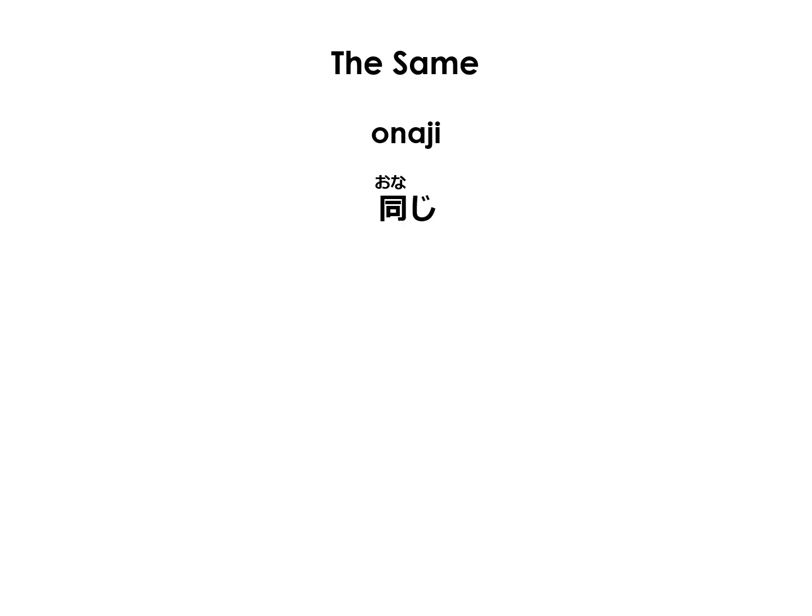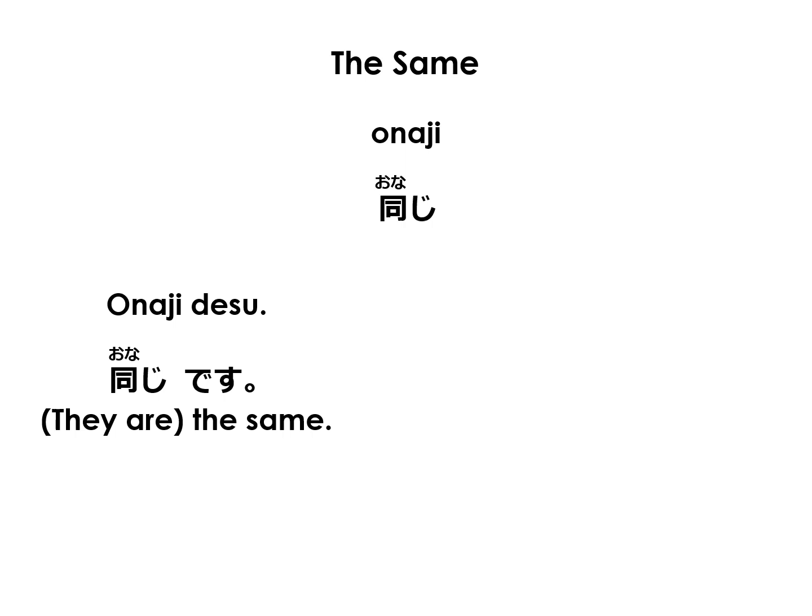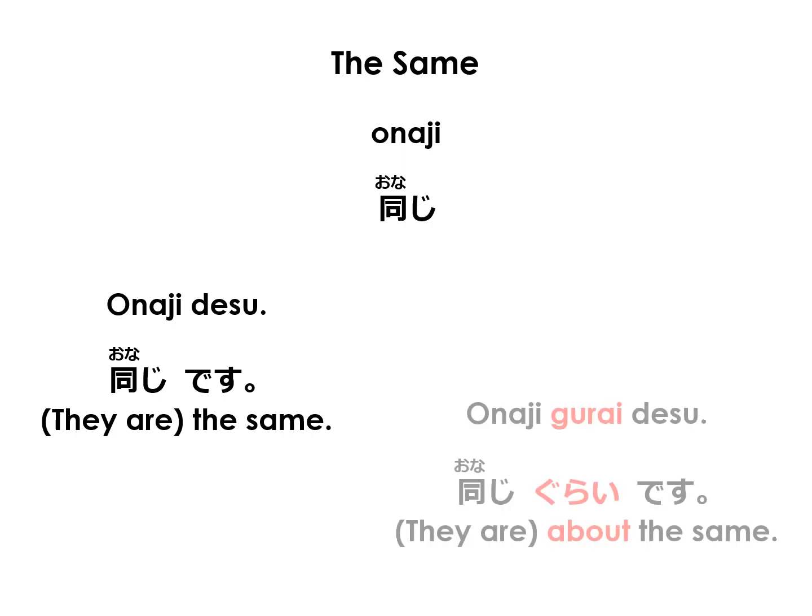Now, the Japanese word for the same is onaji. To say they are the same, we say 同じです. And to say they are about the same, we say 同じぐらいです. The word ぐらい means approximately or about.